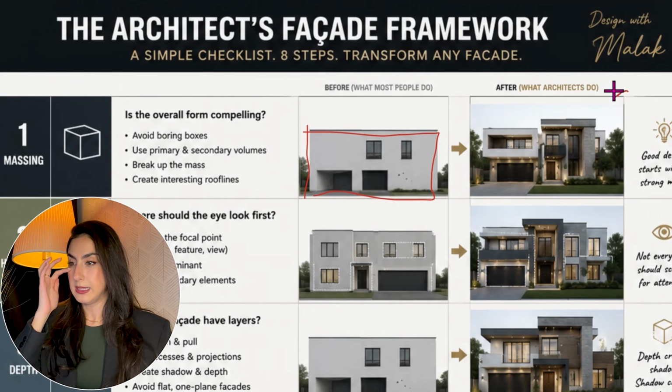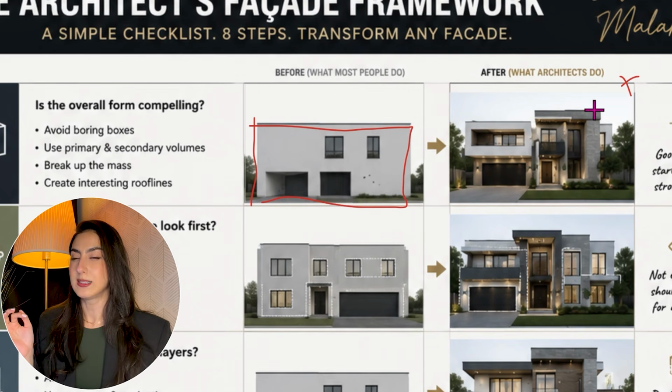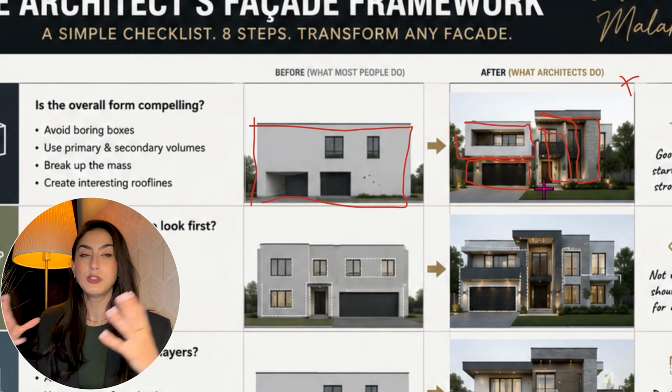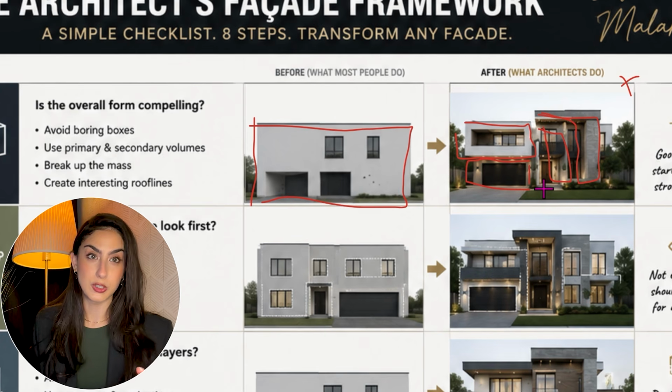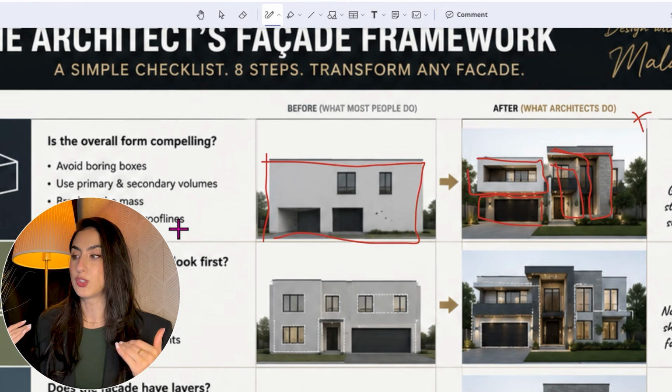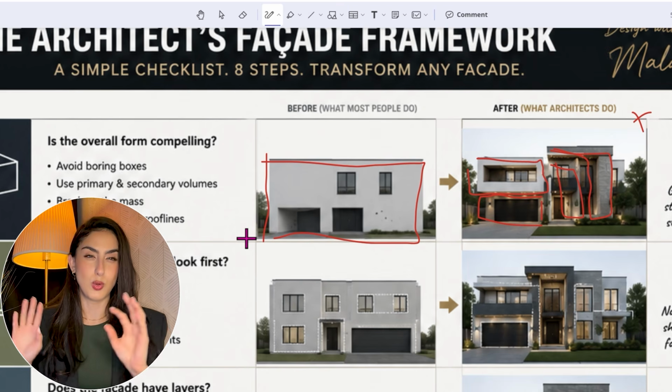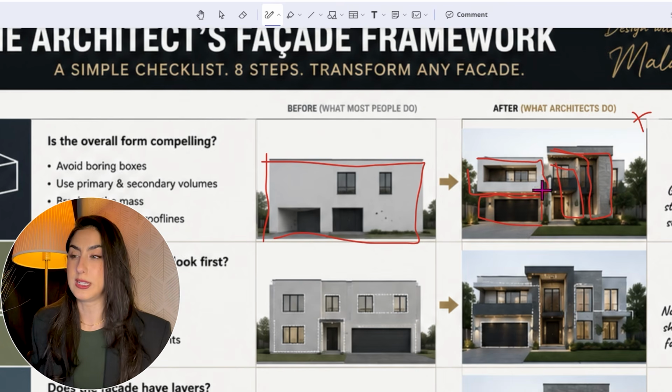So let's look at this example here for now. Now when I squint, I see a couple things. I see this reading as one, I see this thing reading as one, I see this, I see that. So now I have multiple things that the eye can look at and can be entertained with. So always break the mass, always have multiple volumes, and always create interesting roof lines. So when you squint, I want you to have multiple things that you can highlight on top of your facade.